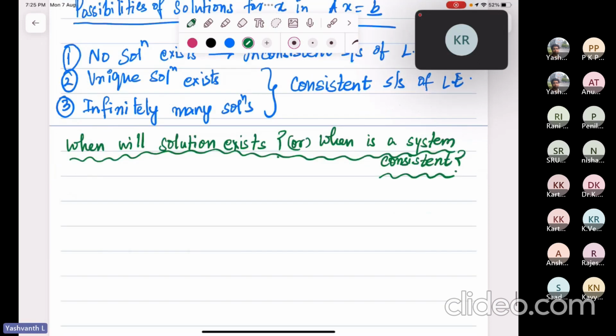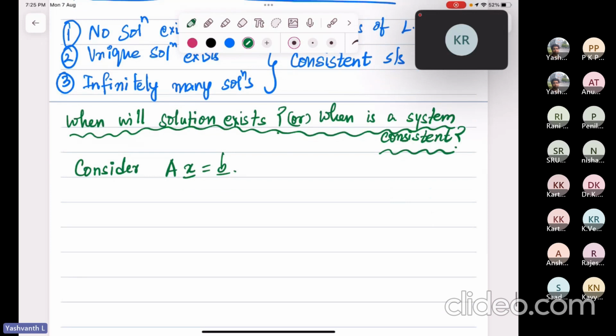Okay. For that, consider this particular equation, Ax equal to b. Now I can view this particular system of linear equations as follows. I can write it as a set of column vectors a1 up to an.